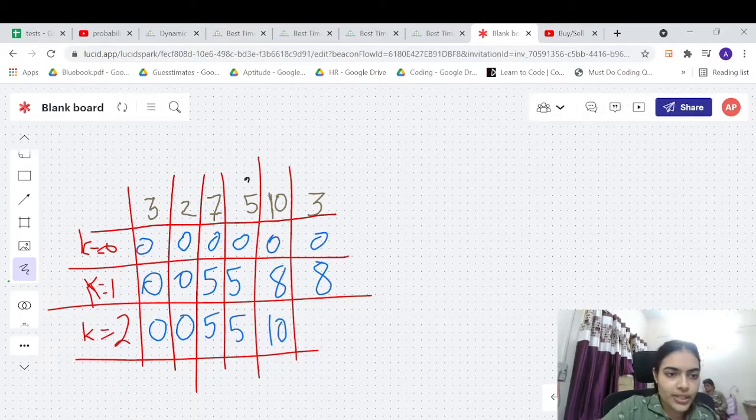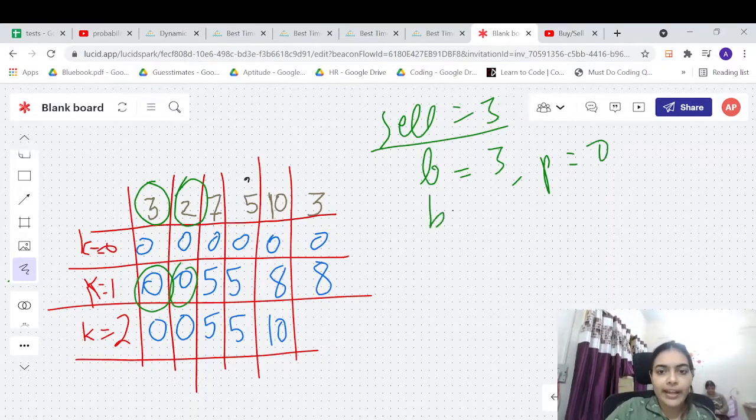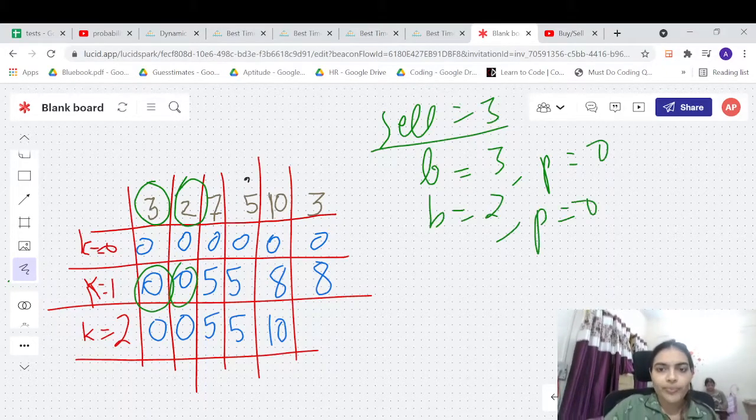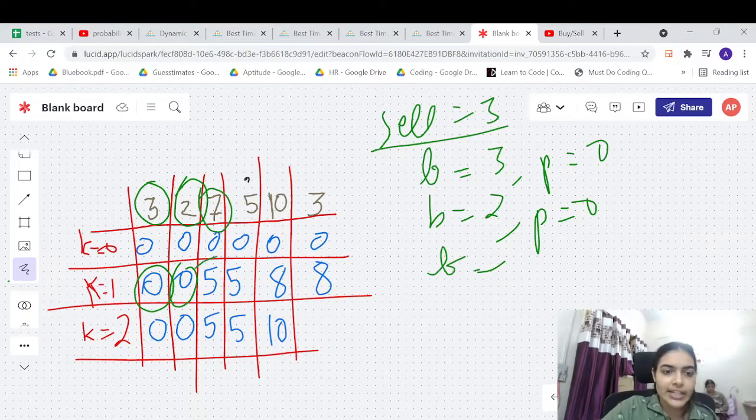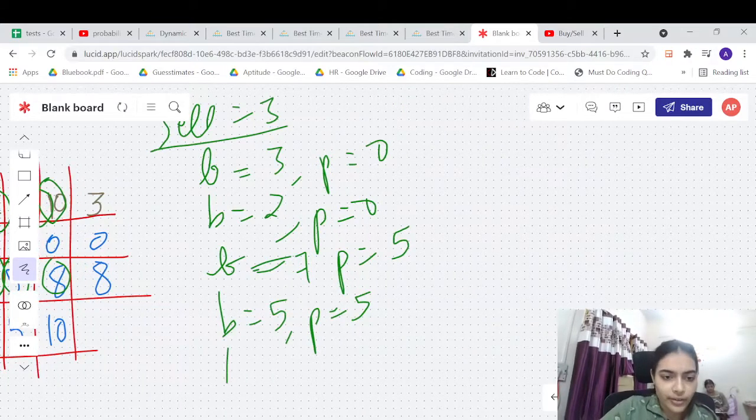Now among all these options, what are the possibilities? First, let me write the selling price. Selling price is 3. You decide to buy at 3 and you will make a profit of 0. Next option is you decide to buy at 2 and you will make a profit of 0. Next, you decide to buy at 7 and you will make a profit of 5. You decide to buy at 5 and you will make a profit of 5. You decide to buy at 10 and you will make a profit of 8.